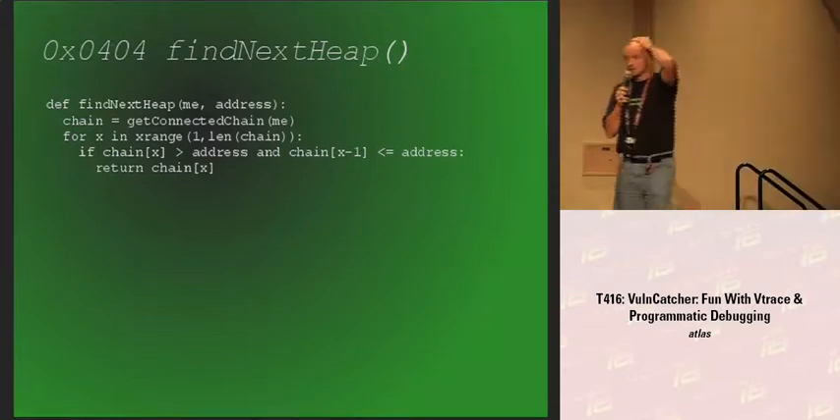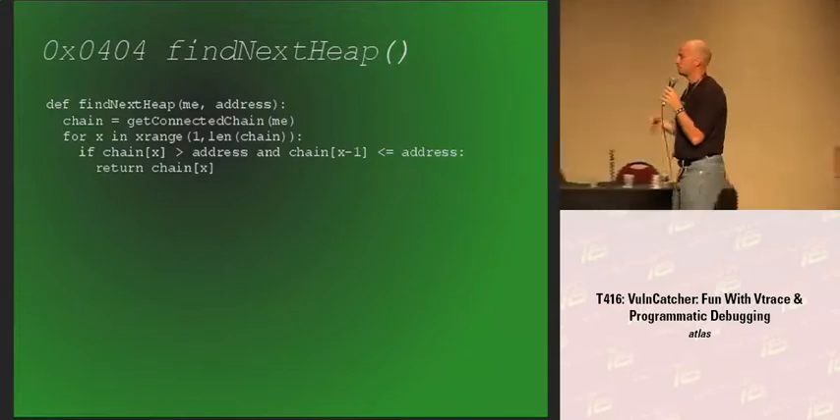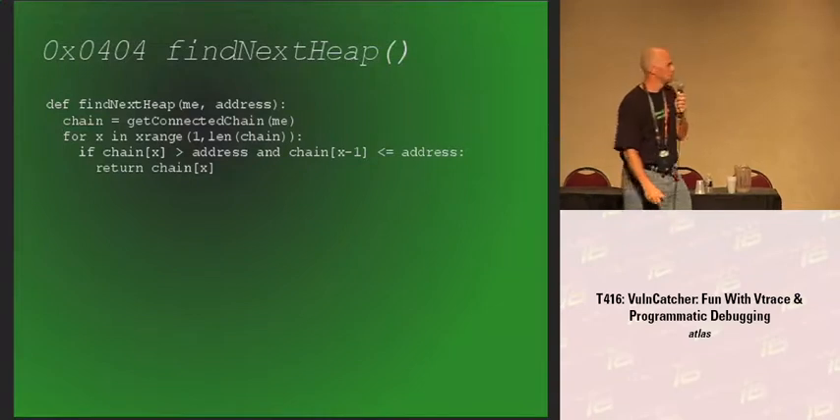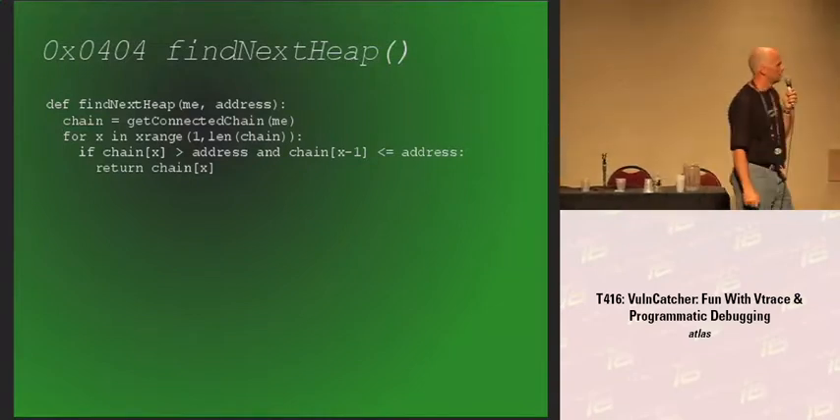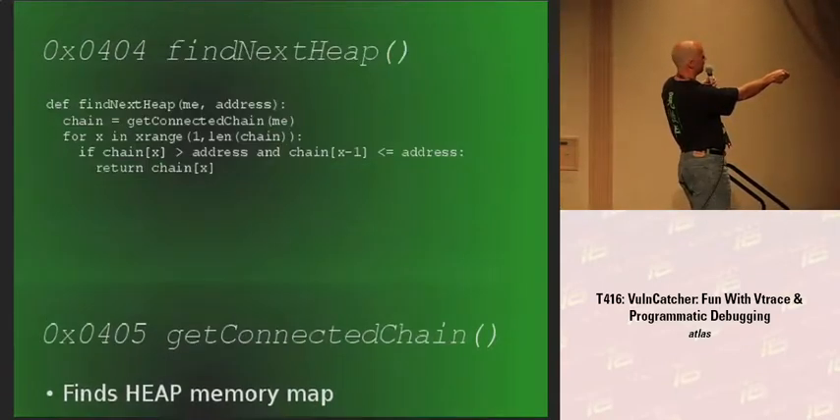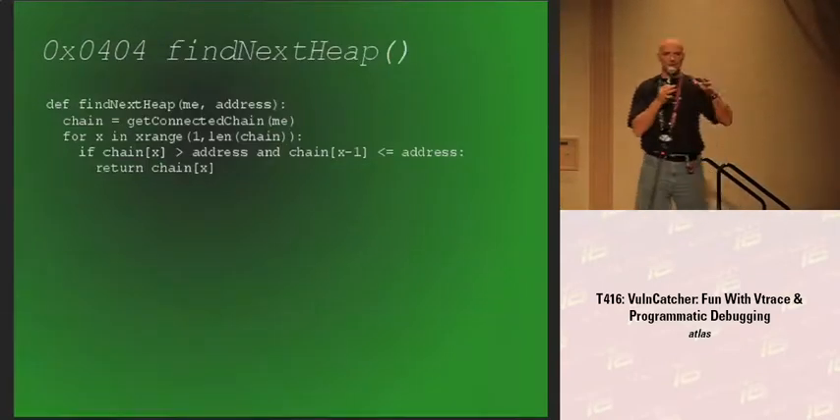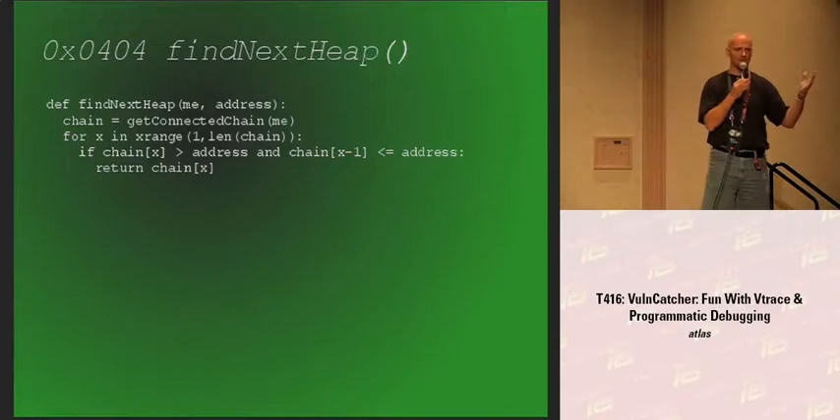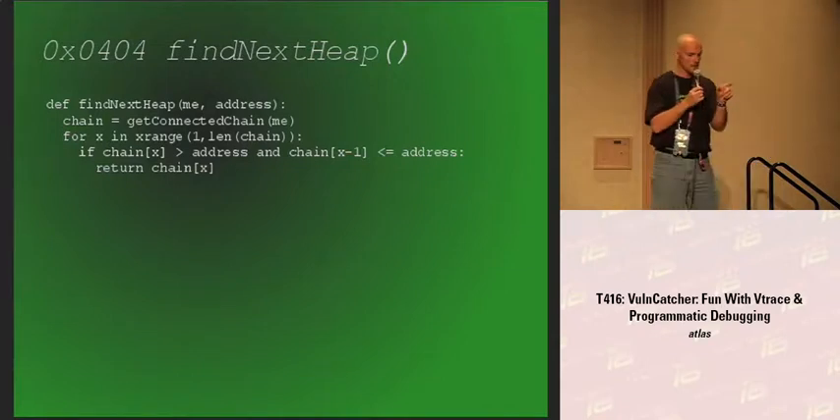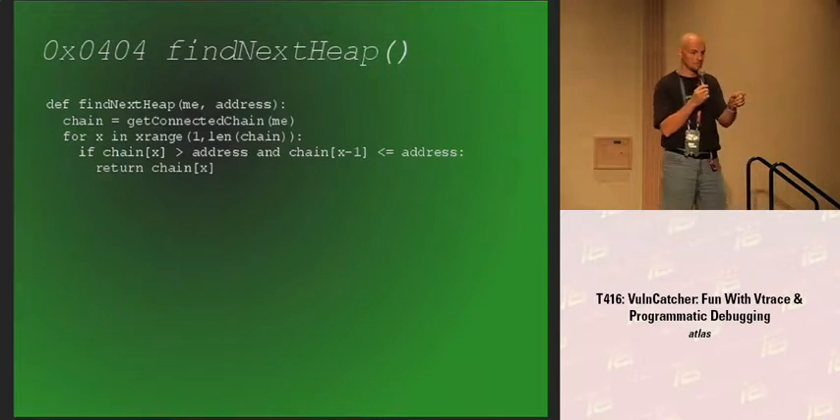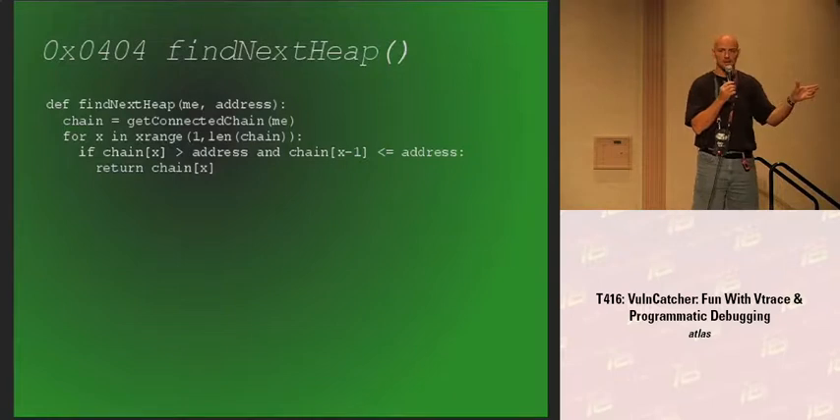Ooh, that's tough. So how do we overcome that one? Well, we write a tool called find next heap, and get connected chain. Find next heap says, all right, I have this address. I need to know what the boundaries of this heap chunk that I'm in are. Okay, so I create a buffer of 1,000 bytes, but I'm really only interested in, or I'm writing to, 4 bytes in the middle of them, or 100 bytes near the end, whatever.